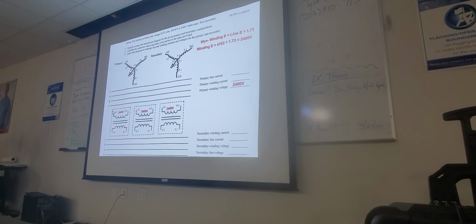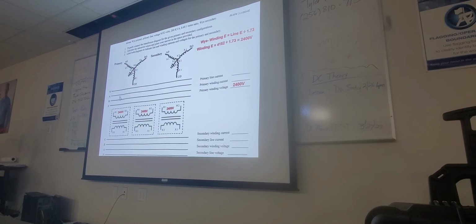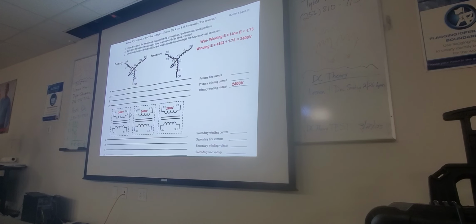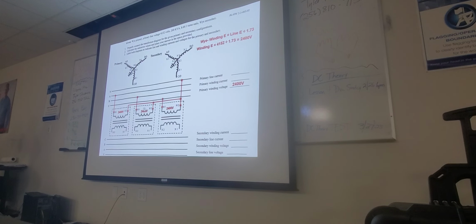Where's H1 going to go here? We got an A. Where's H2 going? Neutral. So why? If you follow your H2, going here, it's connecting up with B phase, then you connect up with C phase H2, and they're all going up to the neutral.